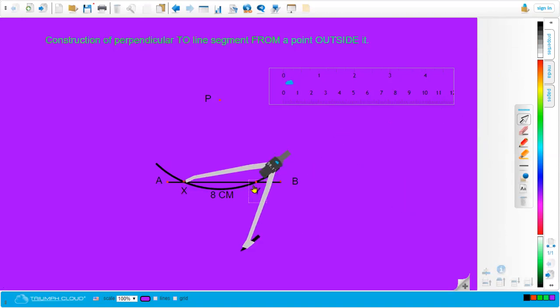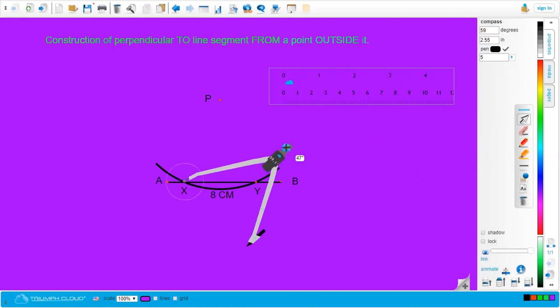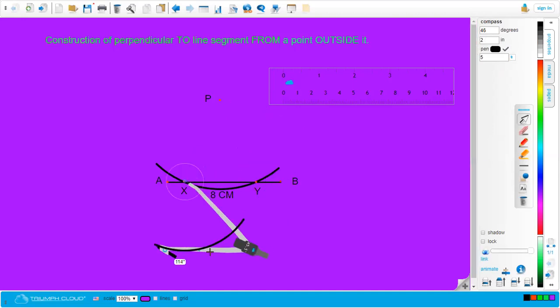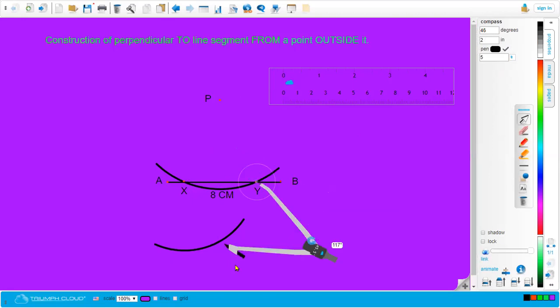The third step is taking the radius XY. This is the point X. From this point X to Y, let's take the radius XY. Then we have to cut below the line segment. By taking the radius XY and center X, we have to cut below the given line segment. Let's make the next point here. We have to cut from this point Y also, by taking XY as the radius. Let's intersect this arc.